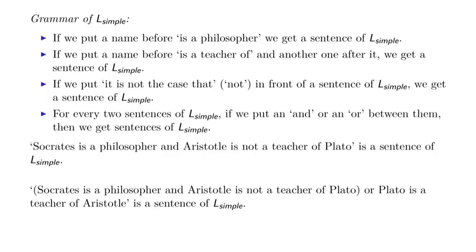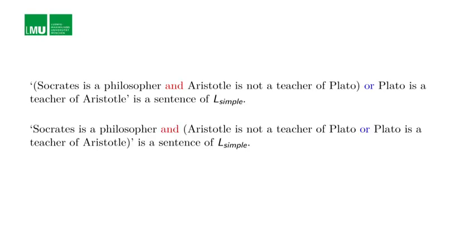You see that I've put parentheses around Socrates is a philosopher and Aristotle is not a teacher of Plato. Here is the reason. I wanted to make clear that the or connects that sentence and Plato is a teacher of Aristotle. For instance, Socrates is a philosopher and, parentheses, Aristotle is not a teacher of Plato or Plato is a teacher of Aristotle, parentheses, is a sentence of L-simple too, but a different one. In it, the or connects Aristotle is not a teacher of Plato and Plato is a teacher of Aristotle.